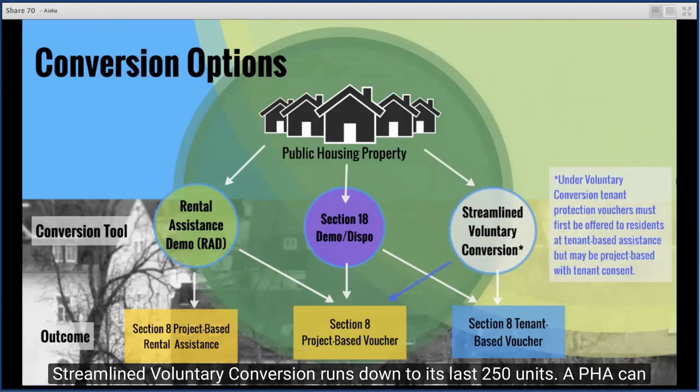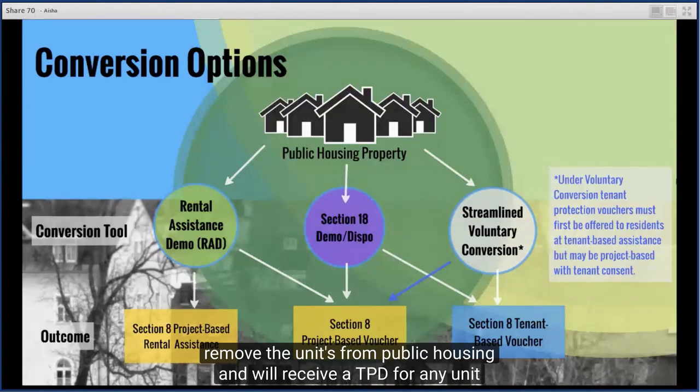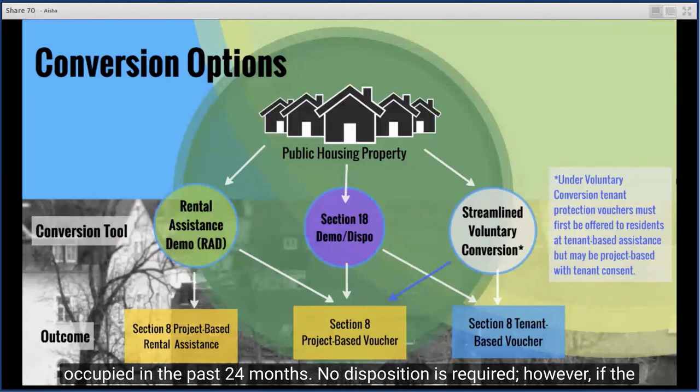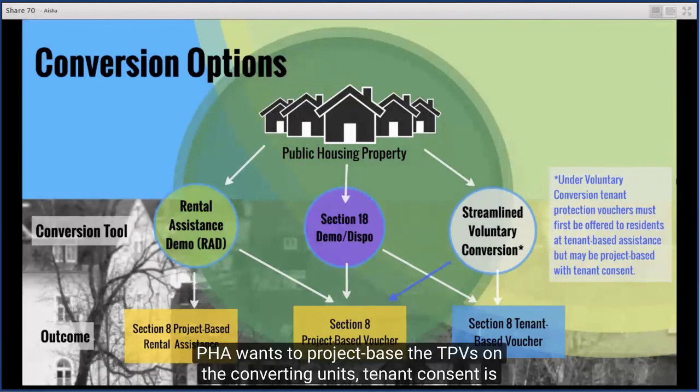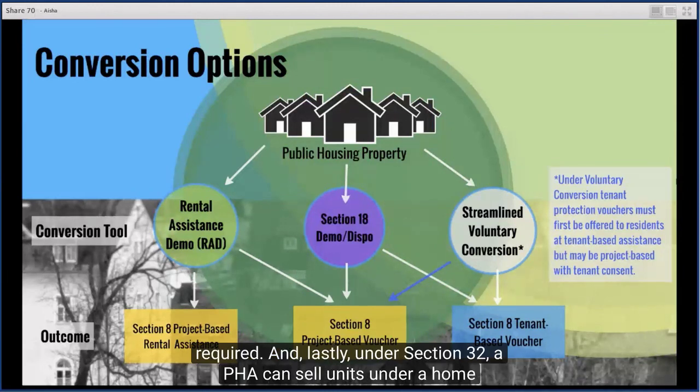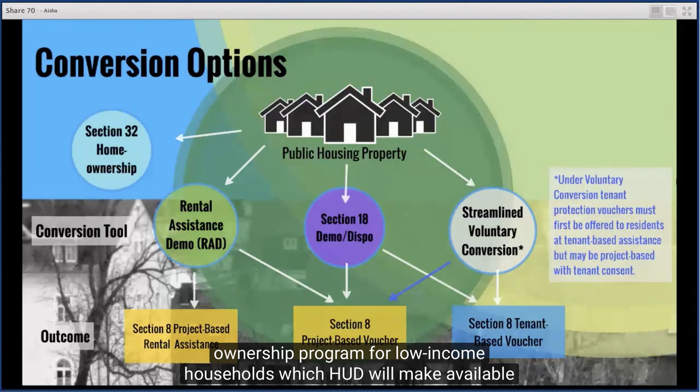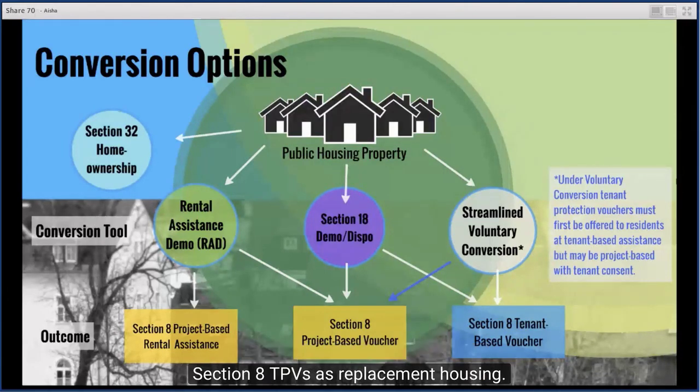And then under streamlined voluntary conversion, once down to its last 250 units, the PHA can remove the units from public housing and will receive a TPV for any unit occupied in the past 24 months. No disposition is required. However, if the PHA wants to project-base the TPVs on the converting units, tenant consent is required. And lastly, under Section 32, a PHA can sell units under a homeownership program for low-income households in which HUD will make available Section 8 TPVs as replacement housing.